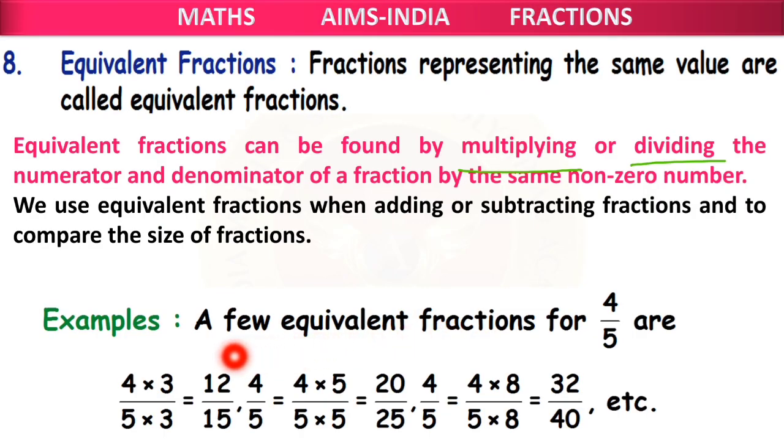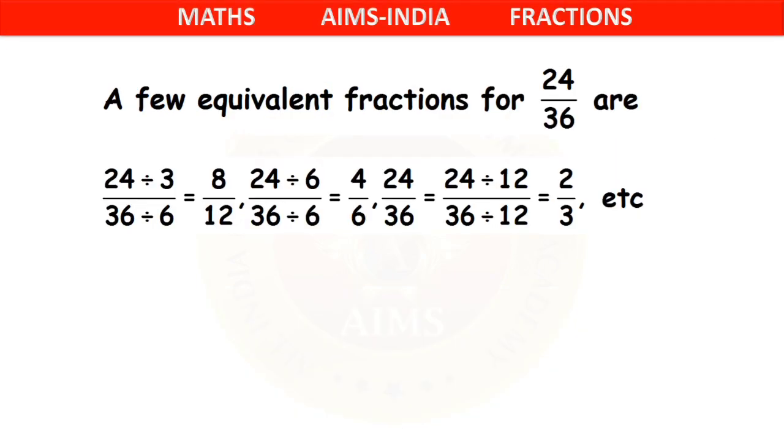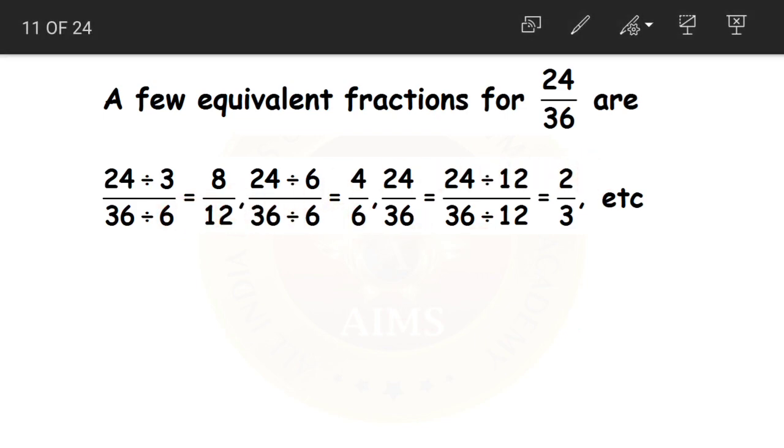See here, a few equivalent fractions are 4 into 3 by 5 into 3 is equal to 12 by 15, or 4 into 5 by 5 into 5 is equal to 20 by 25, or 4 into 8 by 5 into 8 is equal to 32 by 40. Clear, students? That was finding equivalent fractions by multiplication. Now let us do the division part. We have the fraction 24 by 36.